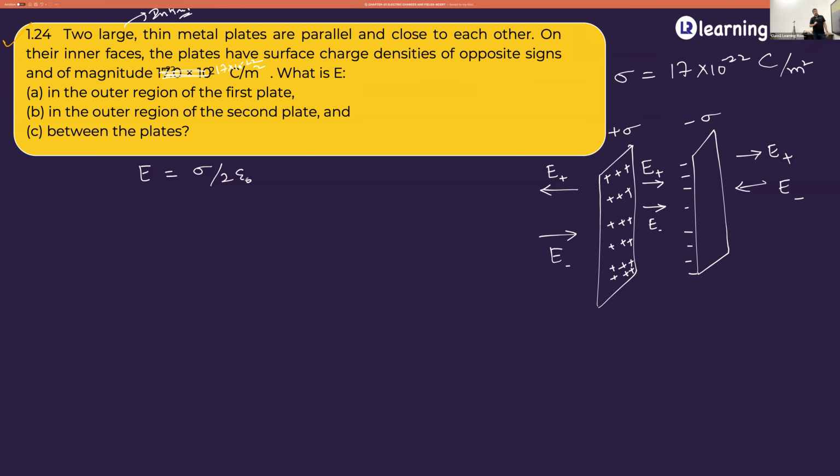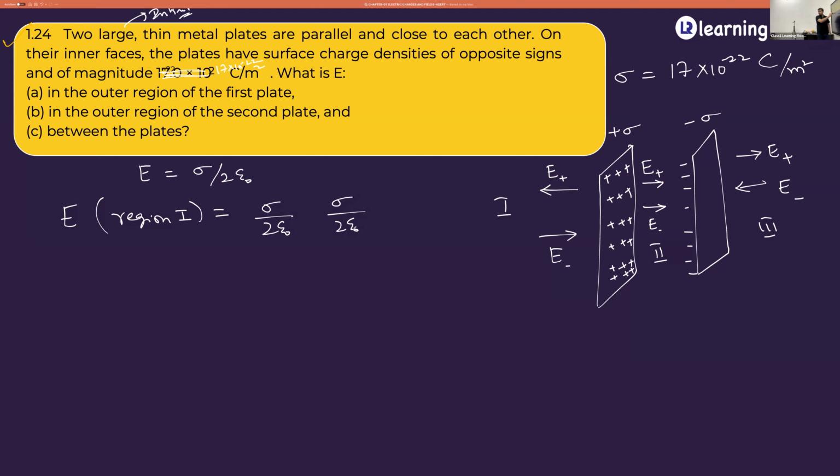Right. Having said this, if I call this region 1, for instance, this region 2, and this region 3. Now, what is going to be the value of electric field in the outer region of the first plate? Outer region of the first plate is to the left. So electric field in region 1 is going to be the vector sum of these two. Which is going to be sigma by 2 epsilon naught due to the positive charge in the leftward direction, right? And another sigma by 2 epsilon naught due to the negative charge in the rightward direction. Are they not opposite to each other in terms of direction?